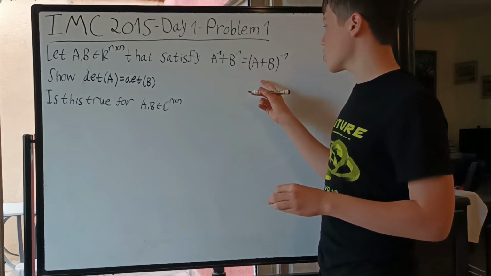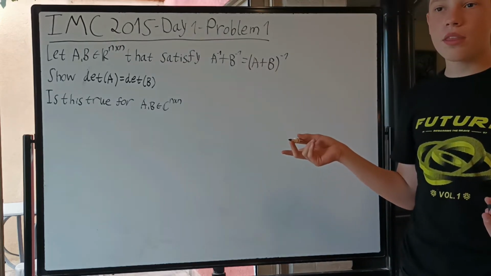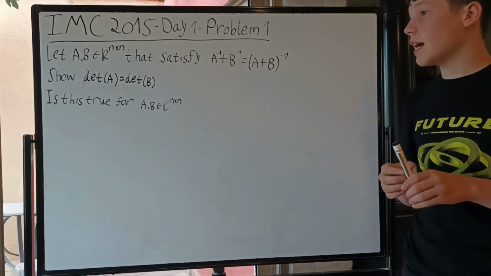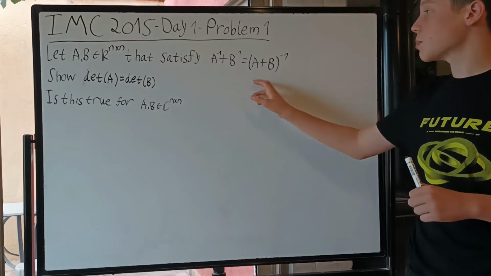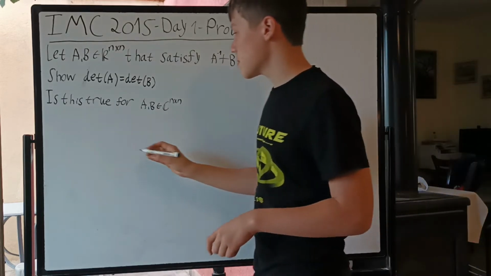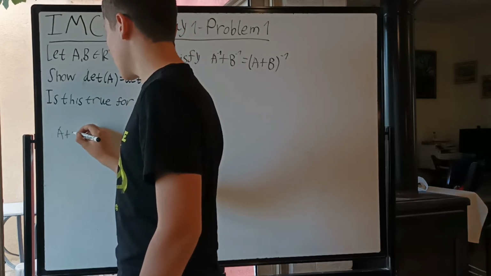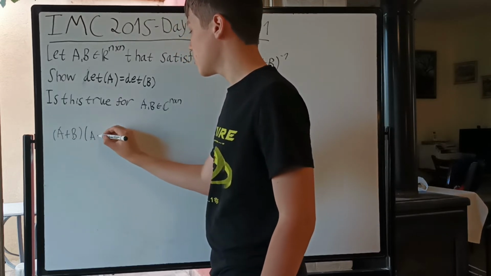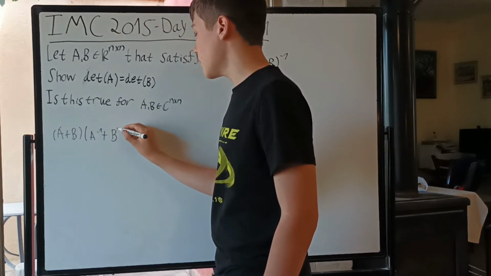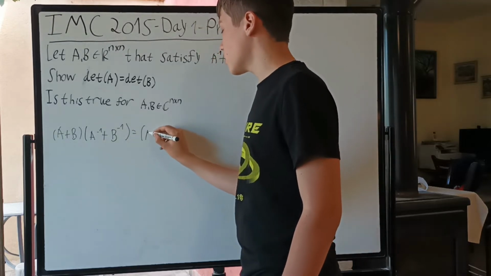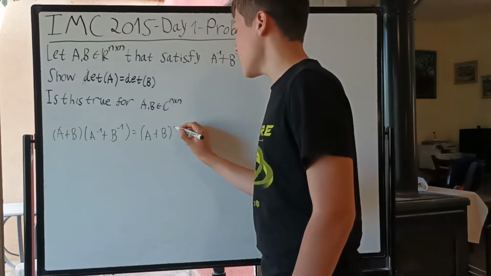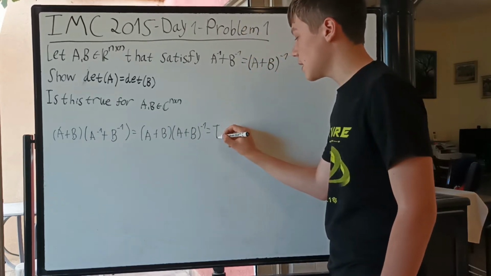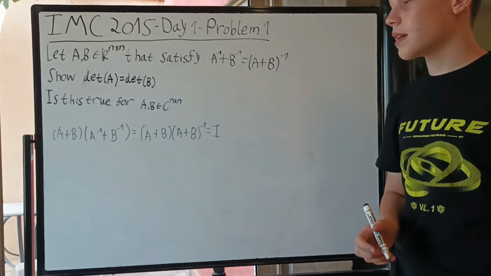So the defining thing for inverse matrices is if you multiply them by the original matrix, you get the identity matrix. So what we're going to do here is multiply by A plus B on both sides. So we'll have A plus B times A inverse plus B inverse equals A plus B times A plus B inverse. Now this is the identity matrix, which I'll mark as I.